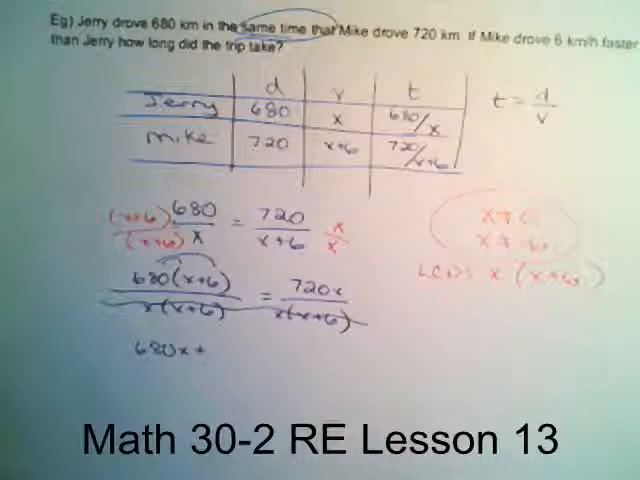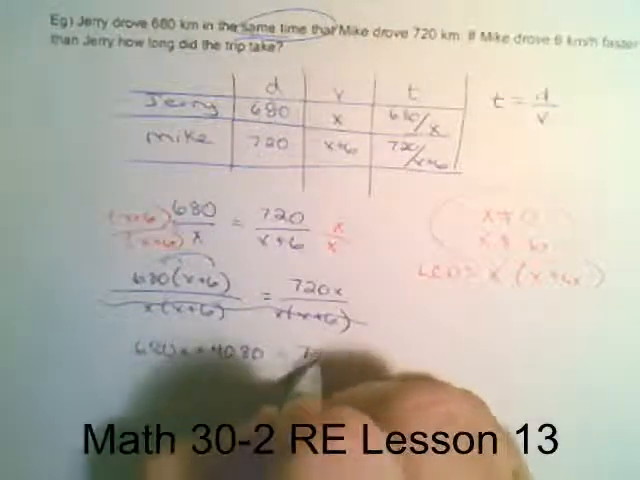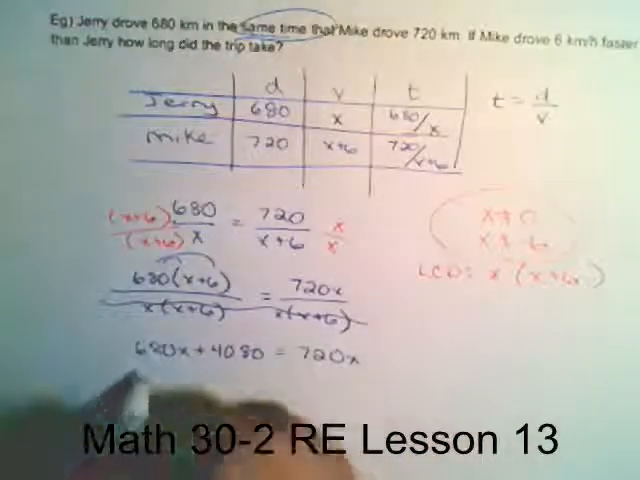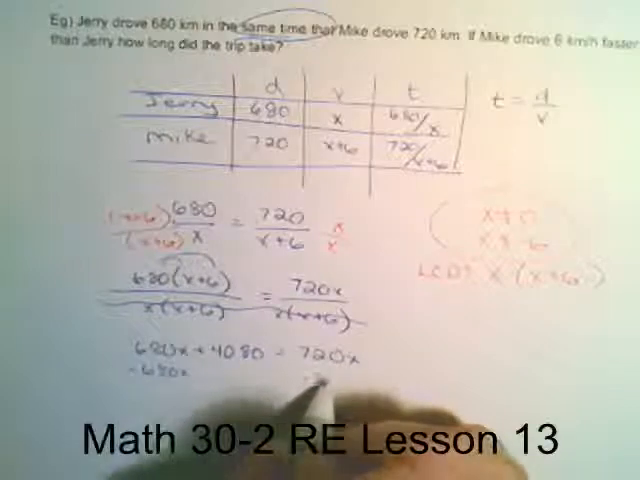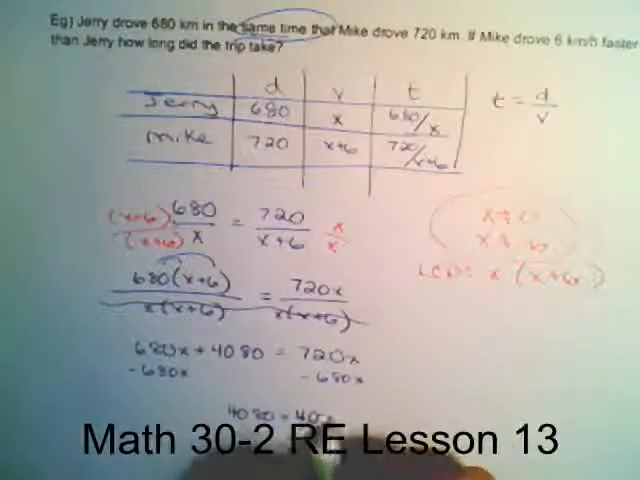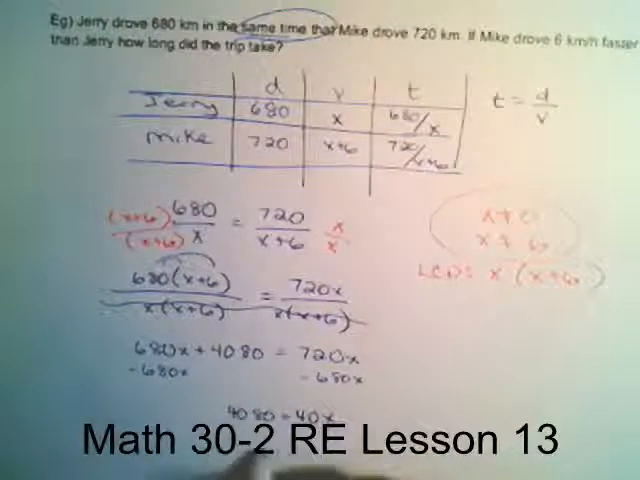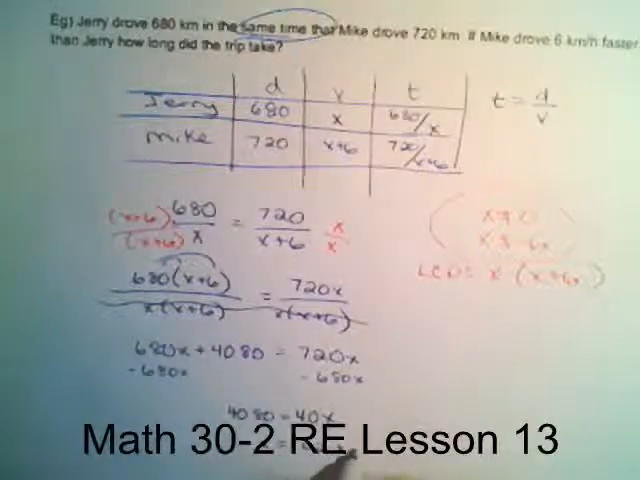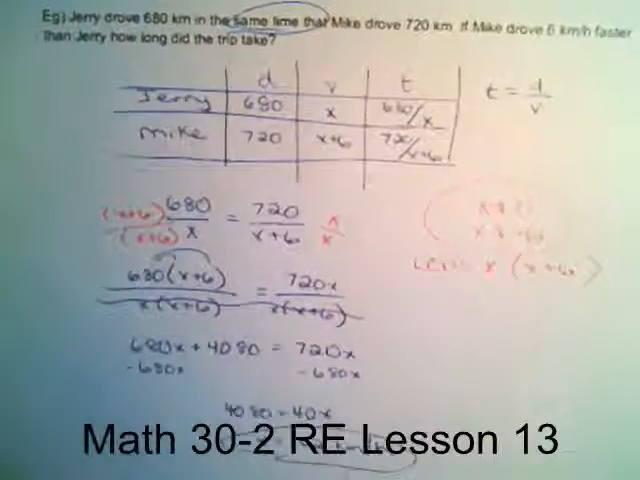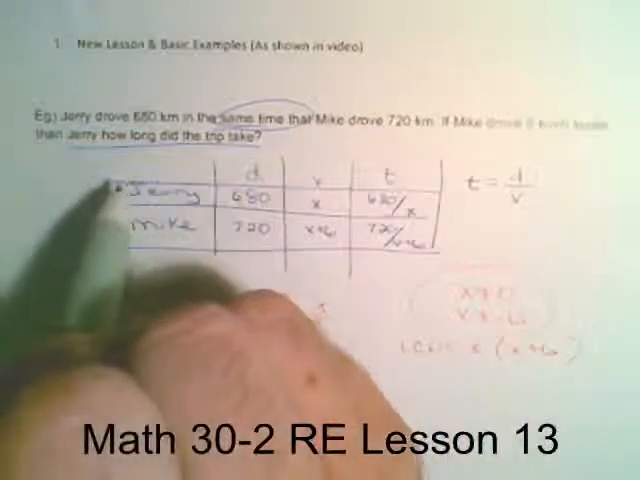I'm going to put this 680 in, so I'm going to get 680x plus 6 times 680, whoops, 6 times 680 is 4080, equals 720x. Pick a side. I'm going to subtract the 680x from both sides. I'm going to get 4080 equals 40x. Divide by 40, and I'm going to get x equals 102. So I've solved. x is equal to 102.